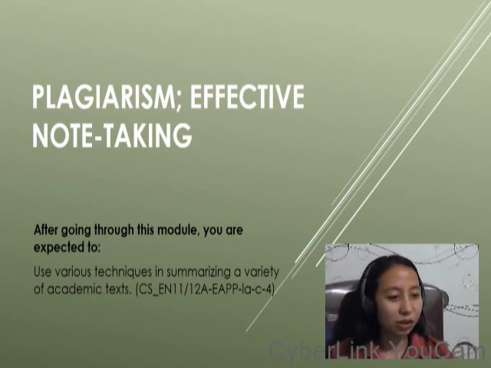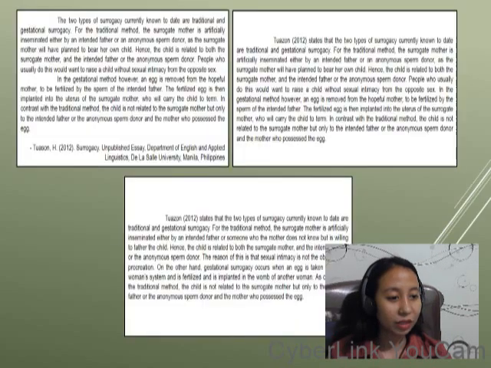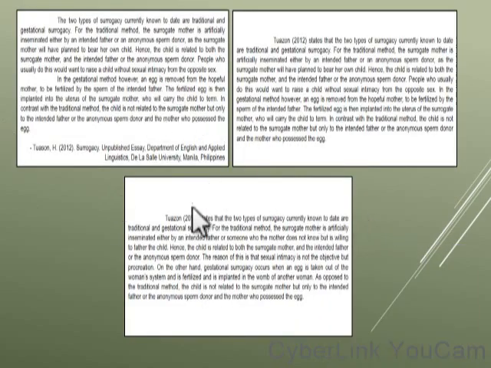Last time, I also posted in our classwork the three texts which are connected to our topic, which is plagiarism. You're going to identify the differences between the three. But I'm going to read this right now. This is the first one.